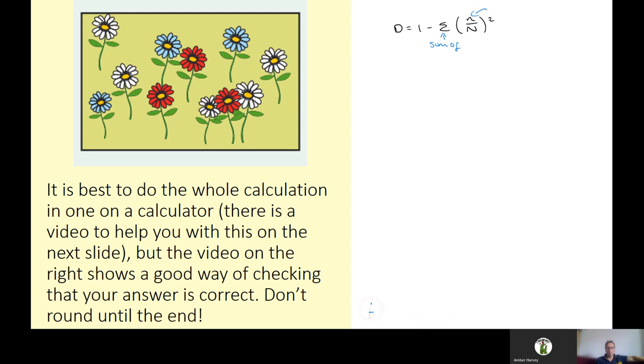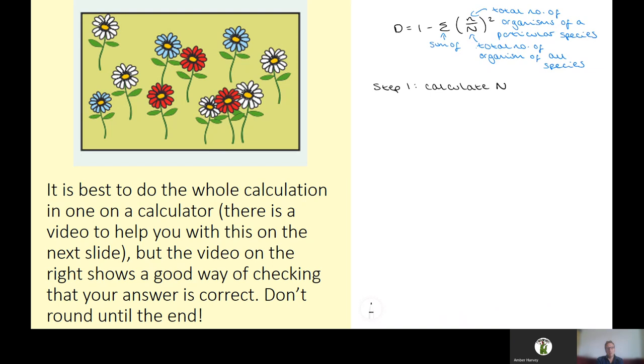As I said, at the top of the equation, the little n is the total number of organisms of a particular species. In this case, we've got three different species. The bottom N, the capital N, is the total number of organisms within the habitat of all the species that we can see. There are three steps to follow, one by one. The first thing is to calculate N, the total number of organisms of all the species.